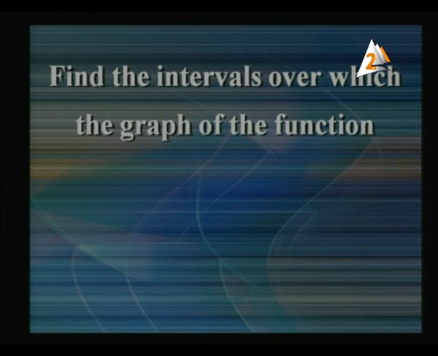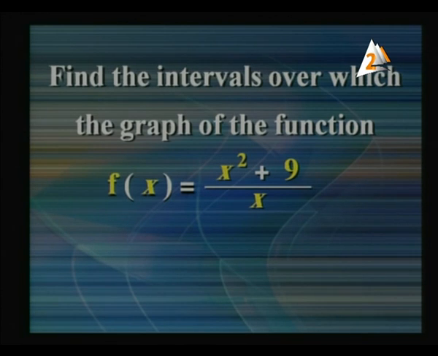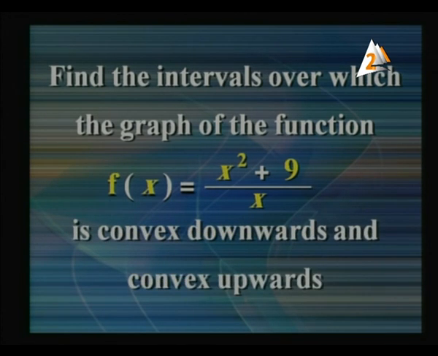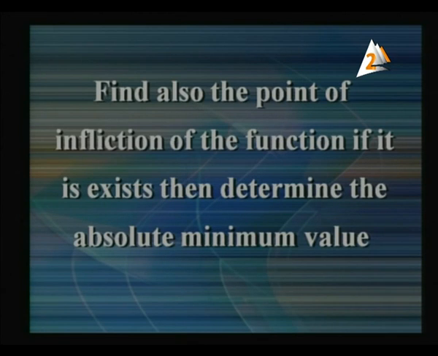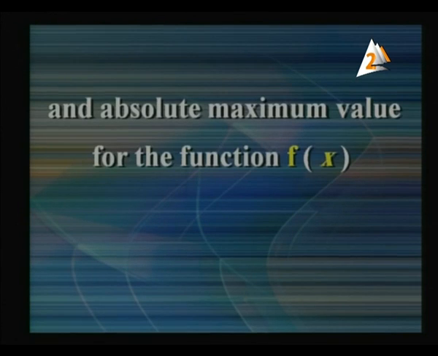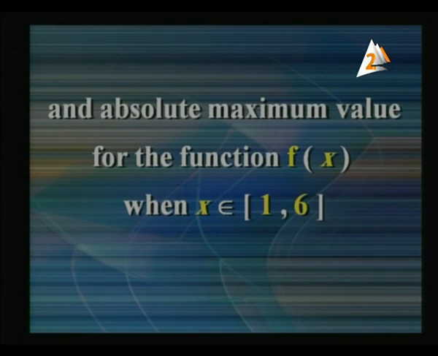Find the interval over which the graph of the function f of x equals x squared plus 9 over x is convex downward and convex upward. Find also the point of inflection of the function, if it exists. Then determine the absolute minimum value and absolute maximum value for the function f of x when x belongs to the closed interval 1, 6.